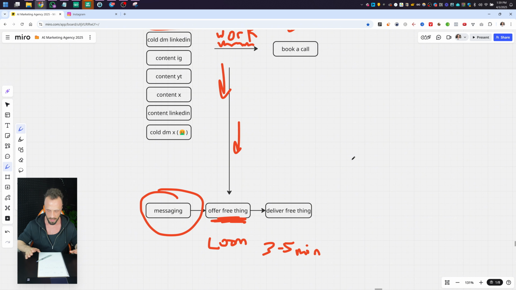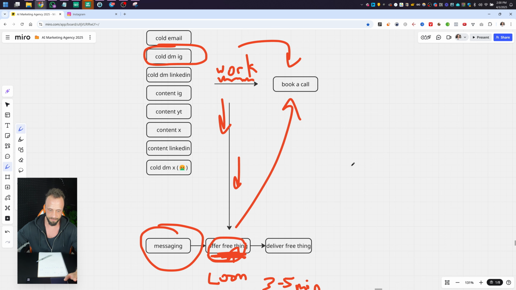You don't need crazy guarantees. You don't need any bullshit. You don't need to work for free. Never work for free. This one free thing is you putting in effort into the relationship so that they then reciprocate by also putting in effort and booking a call and taking the time out of their day to actually talk to you, because they know they're going to be sold something. But in this free thing, which is going to be a Loom, you're going to pitch them very, very nicely on why they should book a call with you.